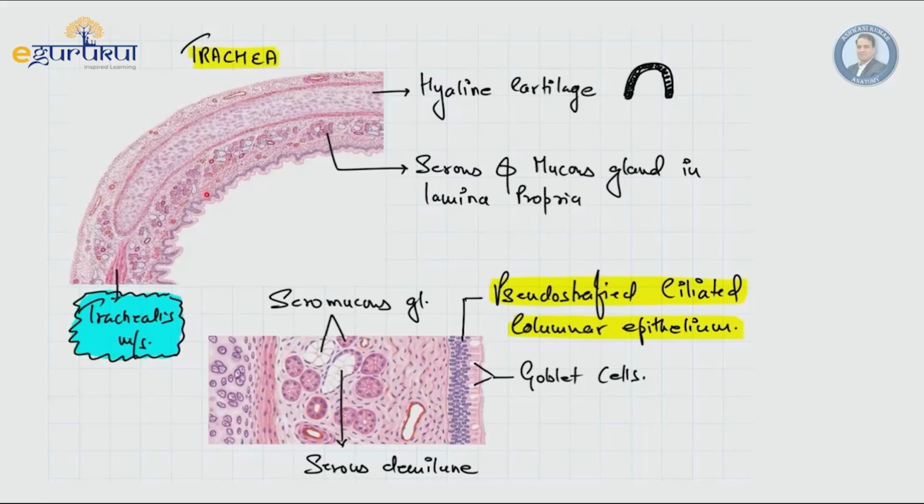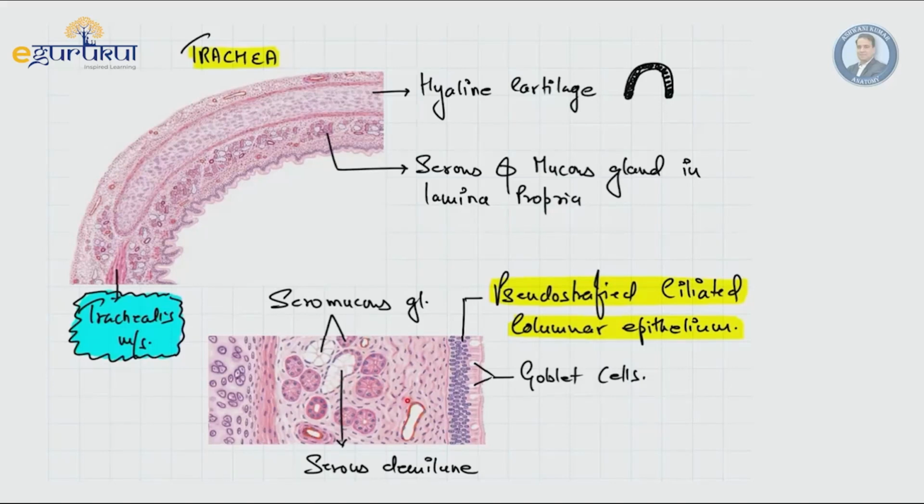What else is to be seen here? In the lamina propria, you will see some serous and some mucous glands. Look at this in the more magnified view. This is the hyaline cartilage here, right? That is the hyaline cartilage. You can see these chondrocytes present in the lacunae. Here is the lamina propria part, in which you can see some serous and mucous glands, and these are the serous demilunes you are looking at.